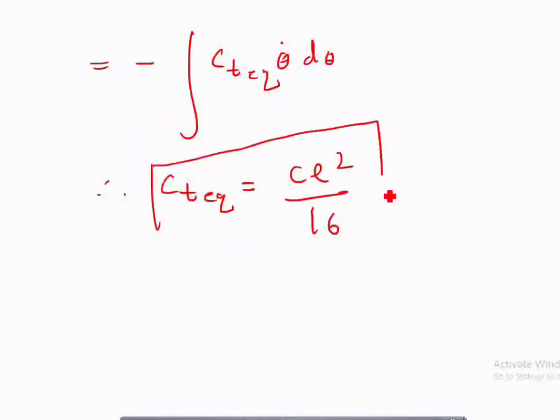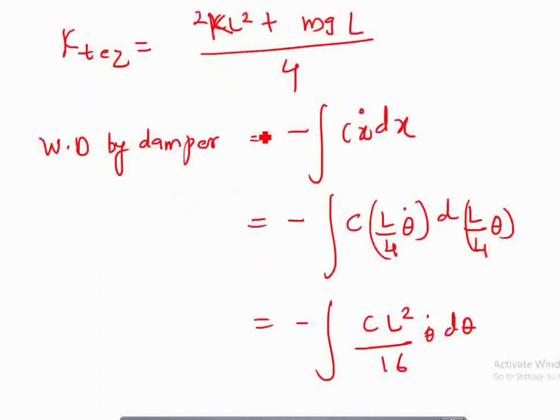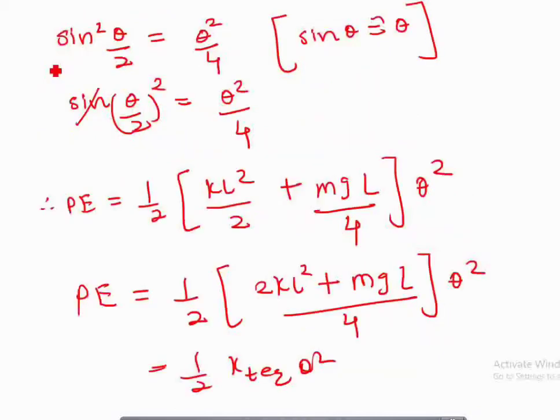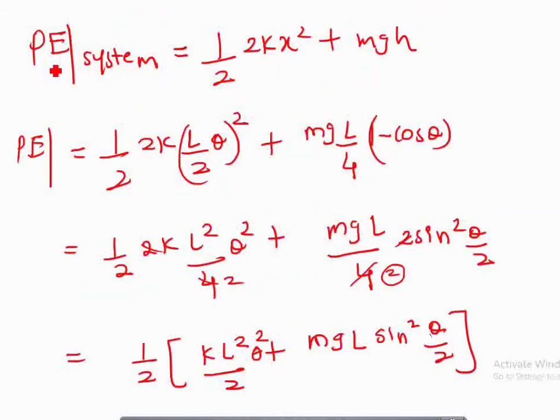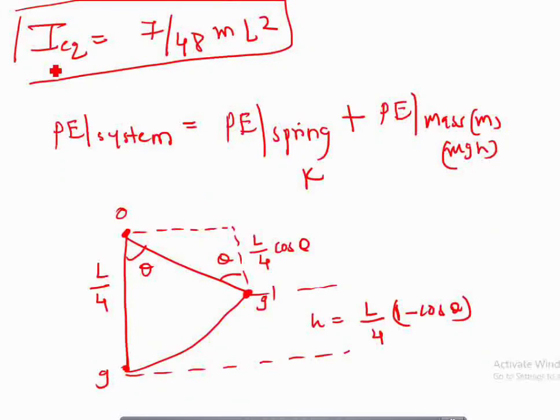So in this way, for this particular problem, I have got all three parameters: C_t equivalent, then K_t equivalent, and then the I equivalent in the kinetic energy. These are the three parameters which we can solve. So in this way, you can solve a number of problems based on equivalent systems.